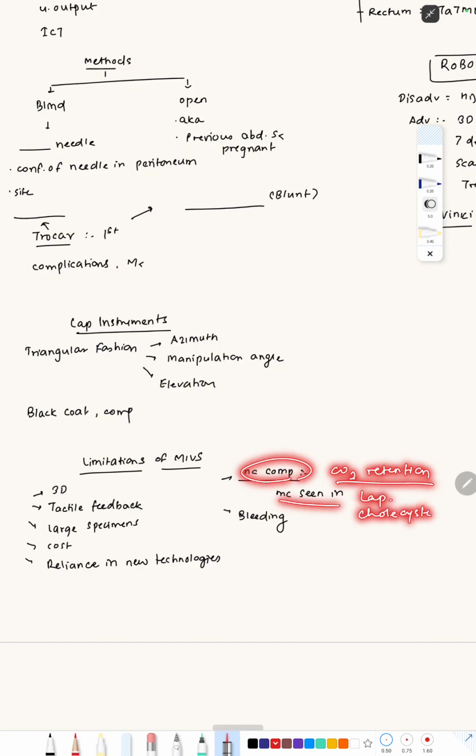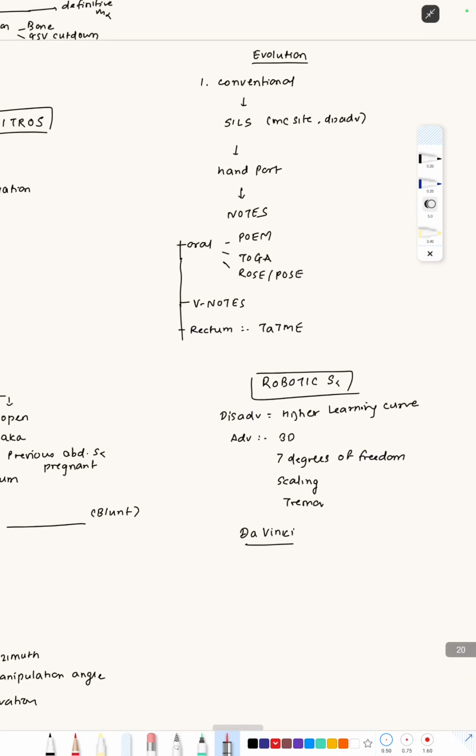Now, this carbon dioxide will remain under the right dome of the diaphragm, and this will lead to referred shoulder tip pain on the right side. Then bleeding. If there is going to be bleeding, then we have to suture on either side of the trocar and ligate the vessel, elongate the incision, or we can use a Foley's catheter, and this Foley's catheter can have a tamponading effect.